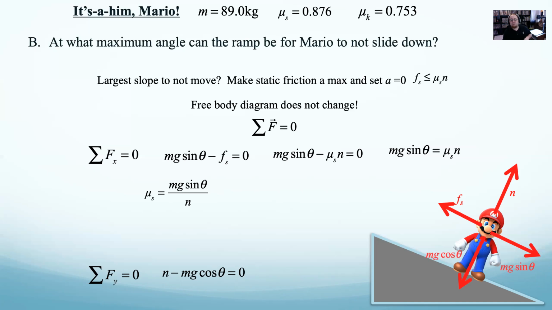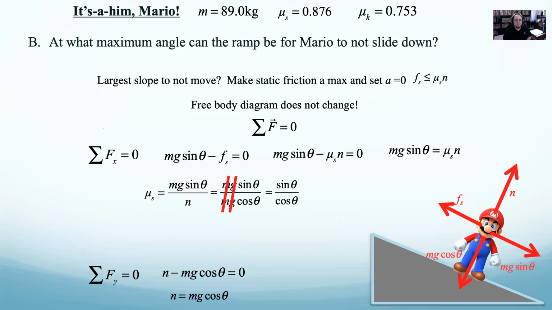Now, when you're dealing with friction, you're normally going to need your Y equation to solve for N. So look at my Y equation: N minus mg cosine theta equals 0. Adding mg cosine theta to both sides, I get this equation. And I'm going to take that N and put it right into that N right there. And so mu sub s is mg sine theta over mg cosine theta. This allows me to cancel out my m's and my g's, and mu sub s is sine theta over cosine theta.